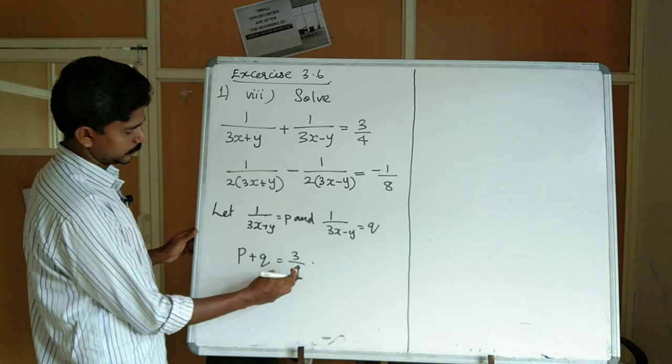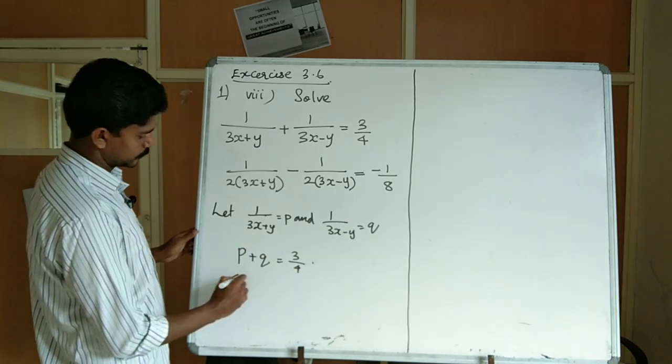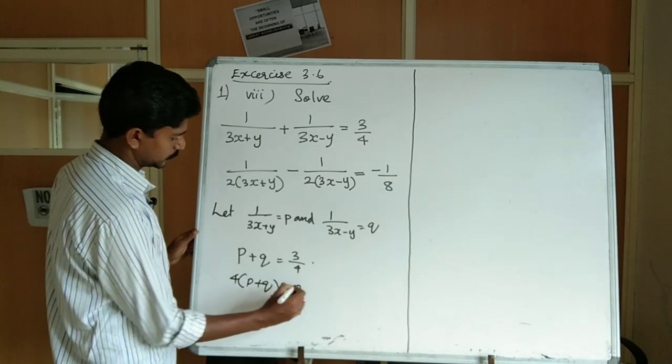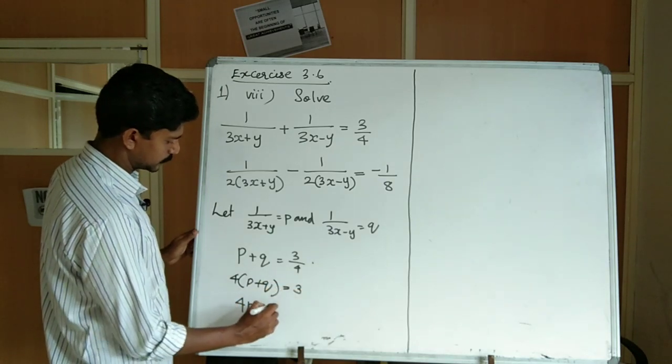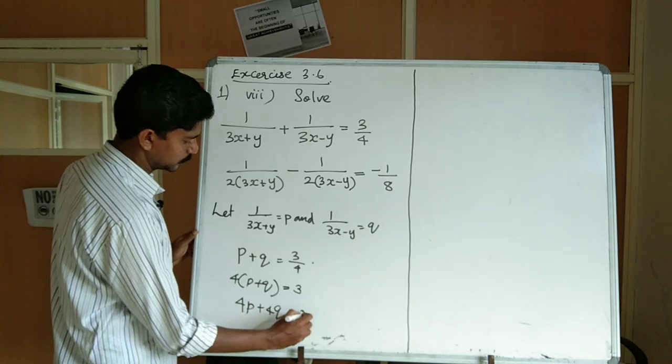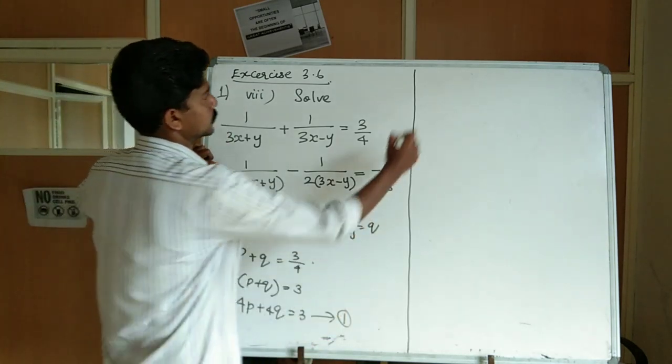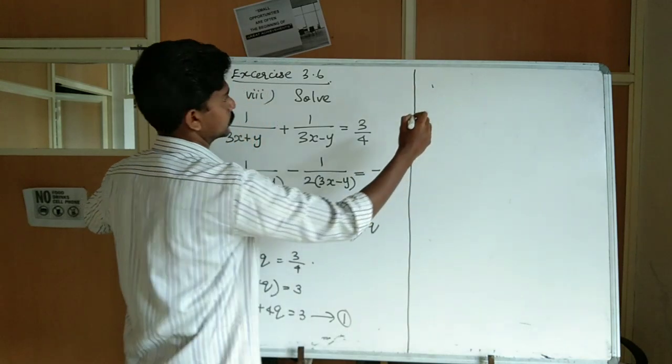Then we can multiply this 4 this side. So it becomes 4 into p plus q is equal to 3. So 4p plus 4q is equal to 3. This is equation 1. Second one we can write as like this.